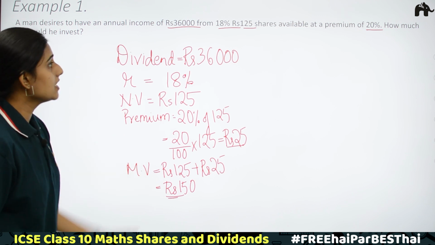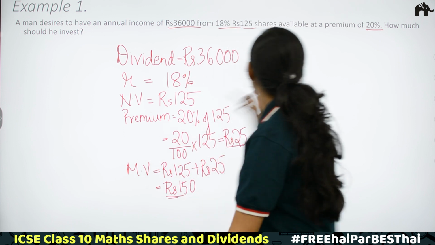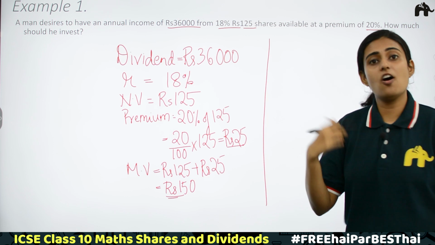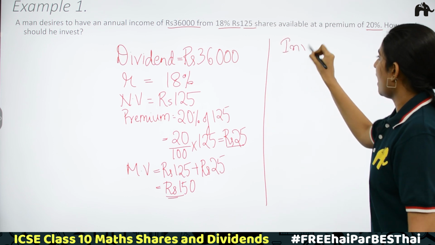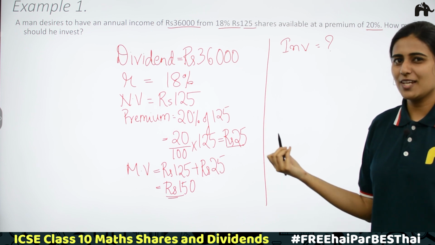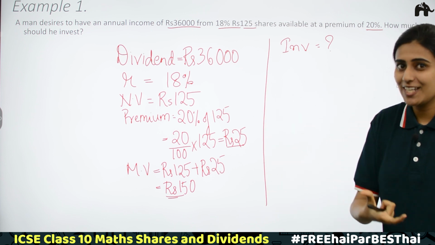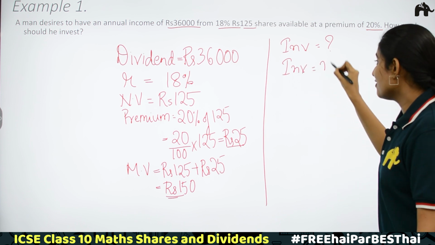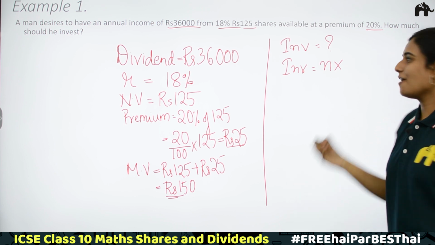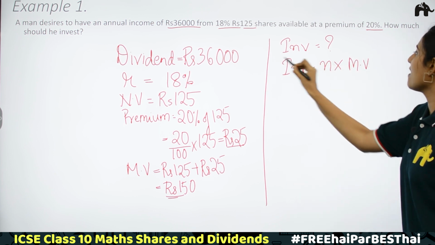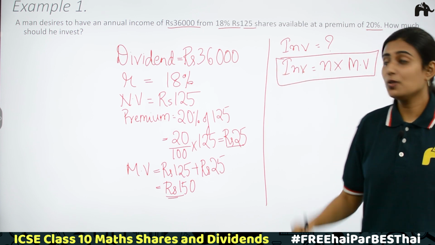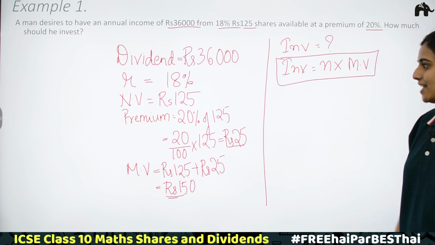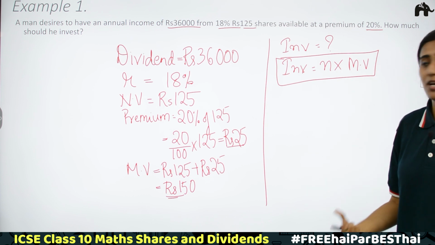Here we need to find the investment. How much should he invest? Which means the sum invested or the investment. We have to find the investment. How do you find investment? Our first formula, investment is equal to, yes, number of shares into market value of one share. Investment is equal to number of shares into market value of one share. We have the number of shares? No, right? We have to find the number of shares.